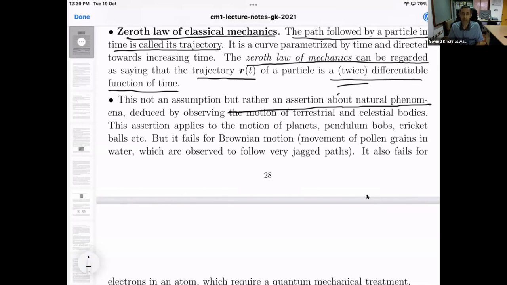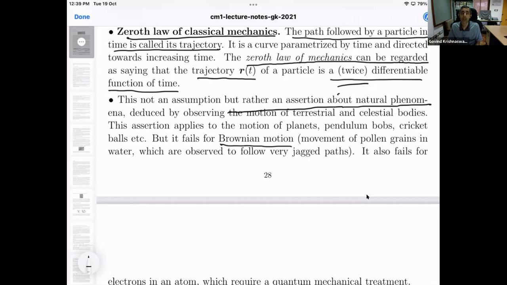And furthermore, this assertion only applies to certain bodies, like the ones I mentioned. I mean, falling bodies, like tennis balls or cricket balls, or the moon's motion. It applies to those things. It doesn't apply to certain other things. So it is a law that applies within a certain domain of applicability. And where it doesn't apply, we cannot use many of the concepts of Newtonian mechanics. And I gave a couple of examples, namely Brownian motion as well as motion of electrons in atoms.